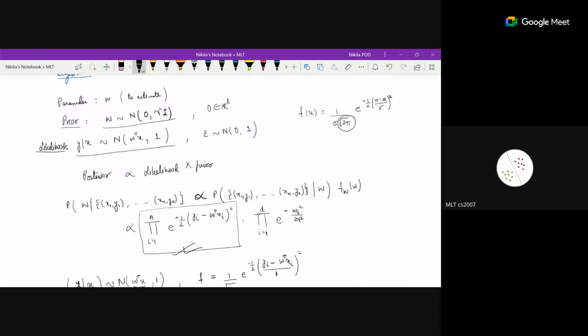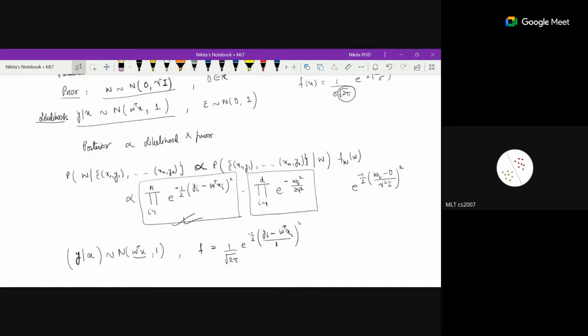So when we have to write the PDF for this, it is going to be e to the power minus 1 upon 2, wi minus 0 upon sigma square I whole square. So everything will just go away when 0 is not there. So wi square upon 2 gamma square is what we have, and i is varying from 1 to d.